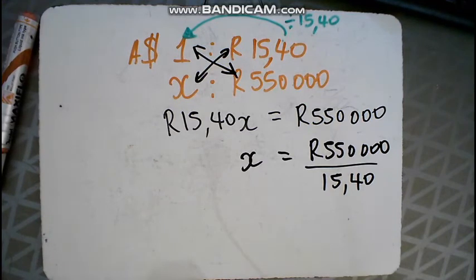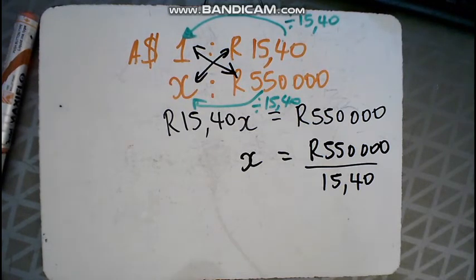So now he has 550,000 rands and he's going to Australia. So just by looking at that, we can see going from rands to dollars will be divide. Right, so he's going from rands to dollars. So that means we have to take the 550,000 divided by 1540, and that's how we'll find X.